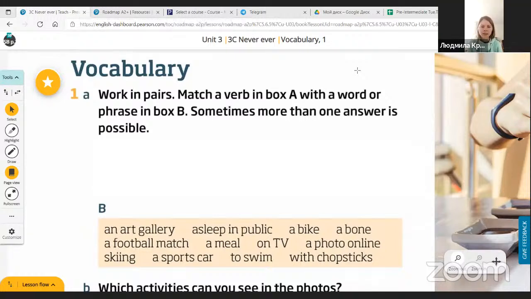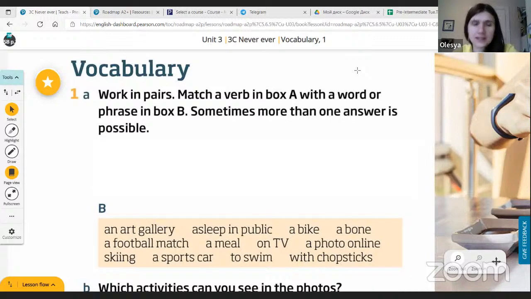I ask, Олеся, I ask you, may I ask you? Okay. Yes, an art gallery. Visit an art gallery. Yes. Да. По очереди. Давай, да. Asleep in public. Fall asleep in public. Right. Yes, fall asleep. Okay, good. A bike. Ride a bike. A bone. Break a bone or broken.